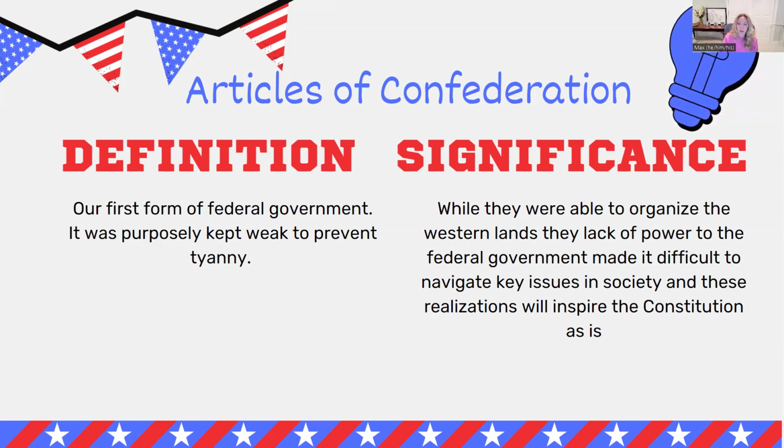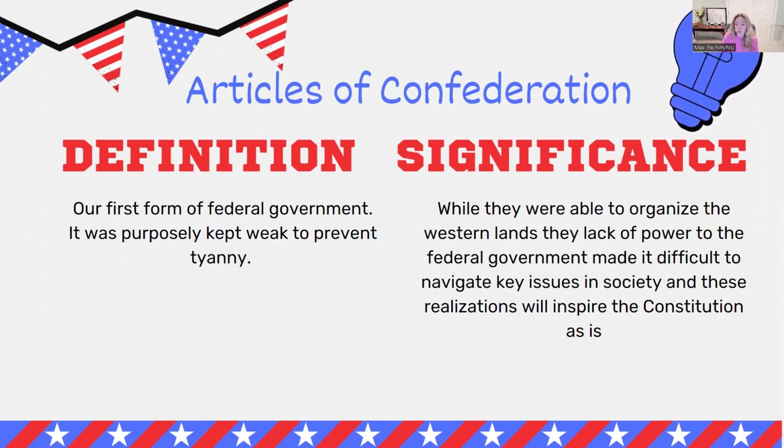It made it very difficult to pass legislation because you needed 9 out of 13 votes, and then a unanimous vote in order to amend the articles. They were not given the ability to force states to basically do anything. Like they couldn't get them to fight in a war. They couldn't get them to agree to or follow a treaty. There was no executive branch because there was only one branch, which is the Congress.